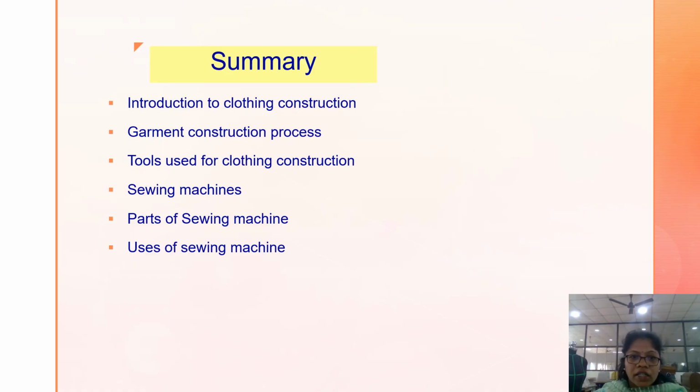We have learned about the introduction to clothing construction. What is clothing construction? How garments are made, what processes are involved, from the design development process to the stitching, and what tools support garment construction, like different types of measuring, marking, cutting and pressing tools, and what sewing machine types are available in the market. After that, the parts of the sewing machine, which parts are there and what their uses are, and the uses of the sewing machine also we have learned.